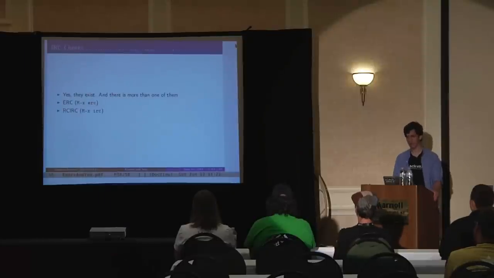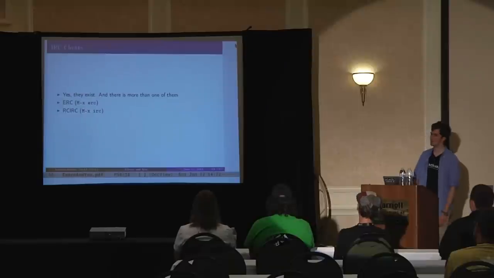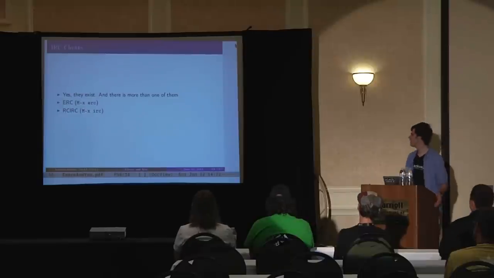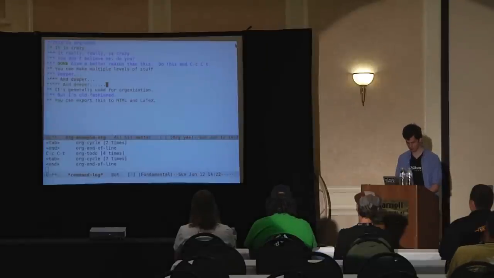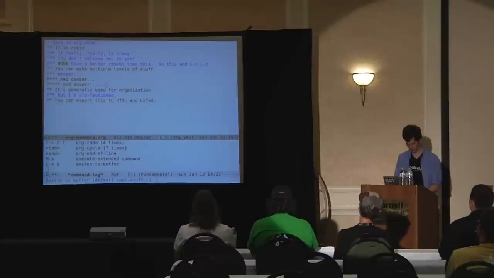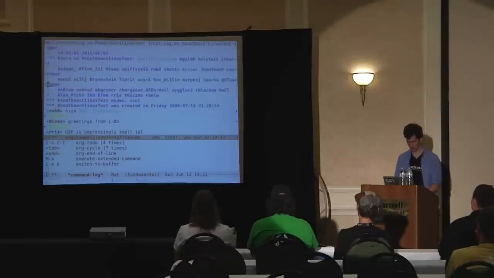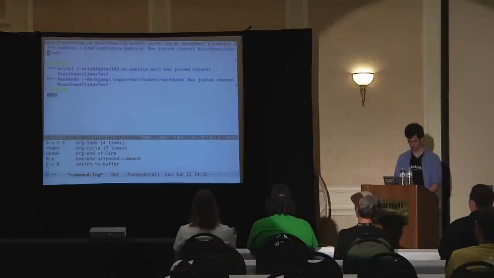Oh yeah, there's that. So there are IRC clients. Emacs has two IRC clients. That's actually what that little pound sign is there for. It says that there's some activity in one of the windows I have open. So let's go back to that other frame. This is ERC. So I can type things.